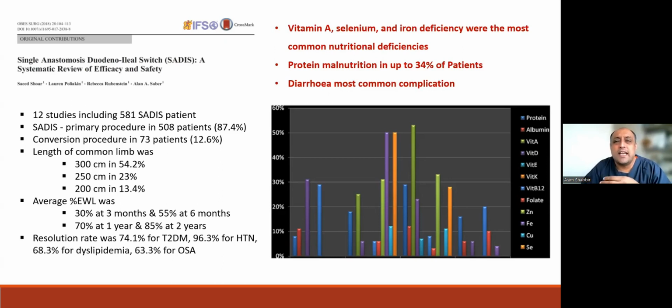What is it that is important to you? Is it cosmesis? Is it just shedding the weight? Is it your metabolic problems? Are they your mechanical problems? And then when you look back into data, data will be able to tell you which procedure then suits your needs.